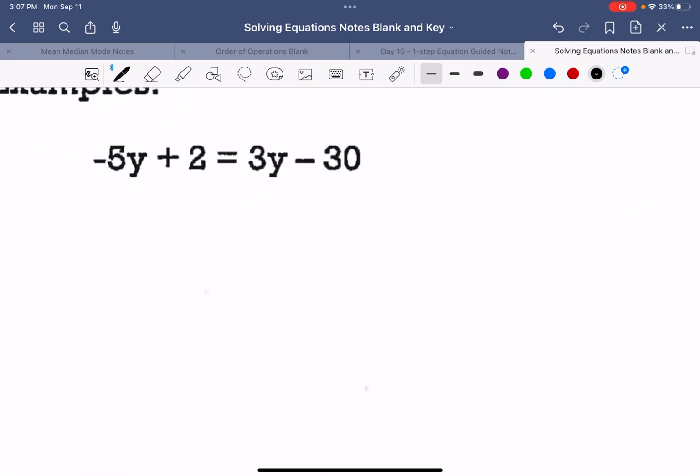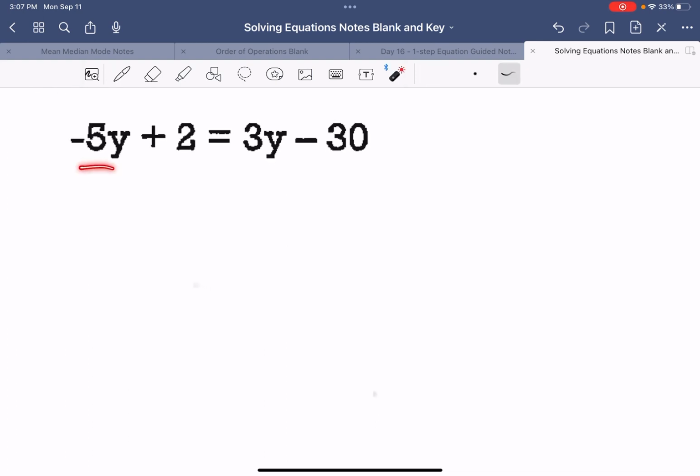All right, so I know when you saw this, you see some like terms, right? These are like terms. So your negative 5y and your 3y can be combined, and your 2 and your negative 30 can be combined. But we have this equal sign in the middle. So don't forget, whatever you do to one side, you do to the other side. The cool thing is we can manipulate and move things around as much as we want to, and we'll still get the same answer as long as we are doing the opposite sign on both sides of the equation.